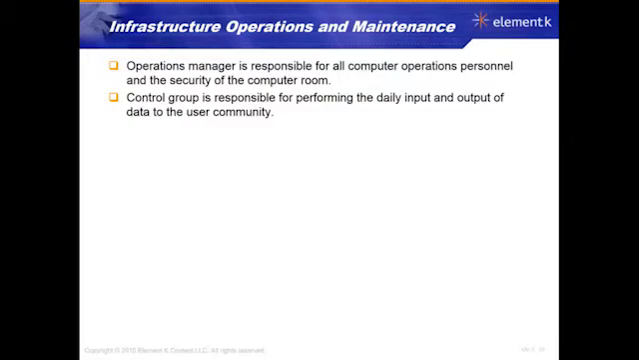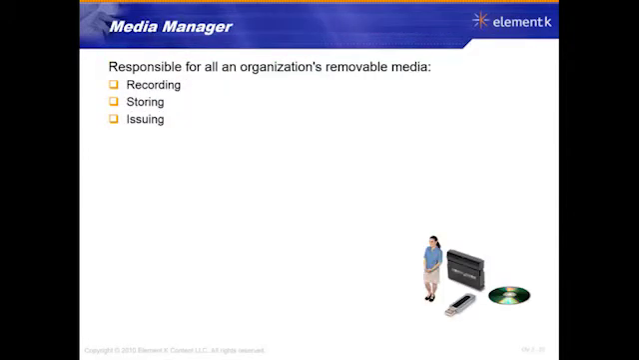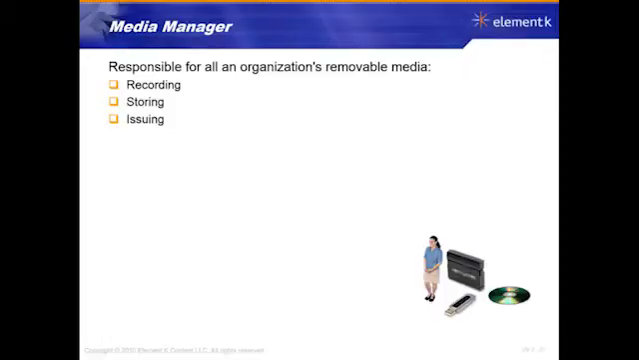And then you'll have a control group, responsible for the input and output of the data for the user community. You might have someone who manages just the media. They're the tape librarian, and all the backups go to them. They don't themselves do any backups or restore anything, but they're the custodian of the tapes or the media, or the source code or source disks for applications and operating systems. They'll be responsible for all the removable media: recording it, storing it, issuing it, documenting it, and maintaining it.